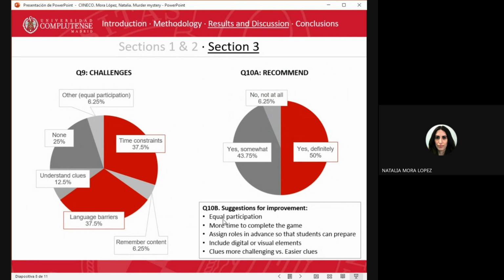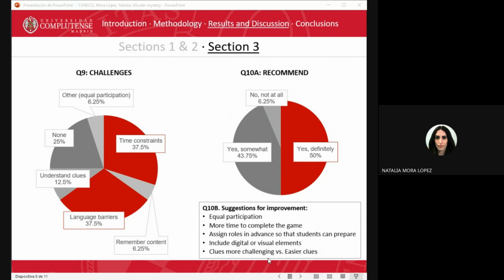Were these ones. So again, equal participation. So we have to make sure that all students participate equally. Give more time, so related to time constraints, I would say. We can assign roles in advance so the students can prepare. And then we can include digital visual elements. For example, I was thinking of creating a journal for some clues maybe, or to interact with these elements. So I think it would be an idea to address these suggestions.